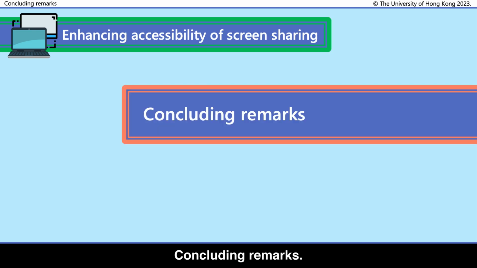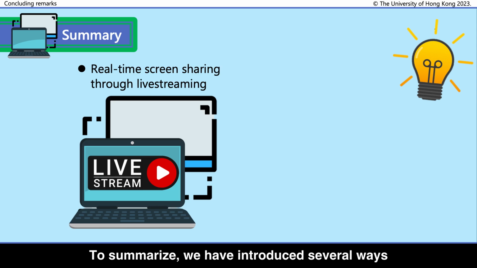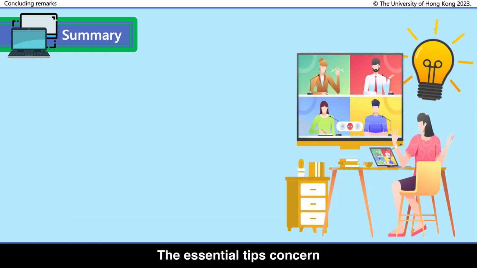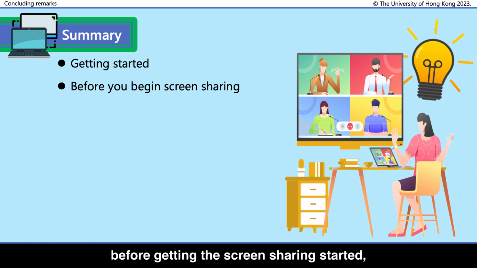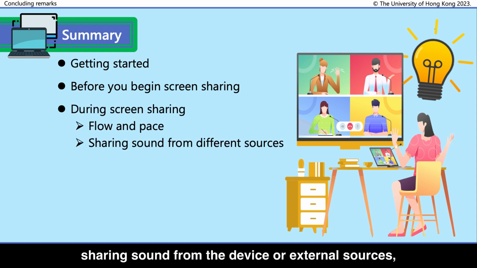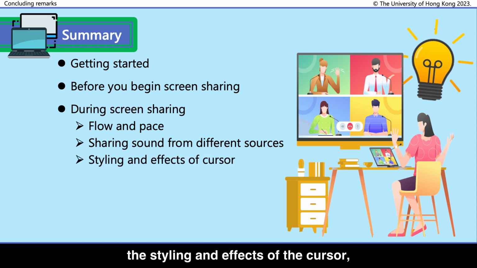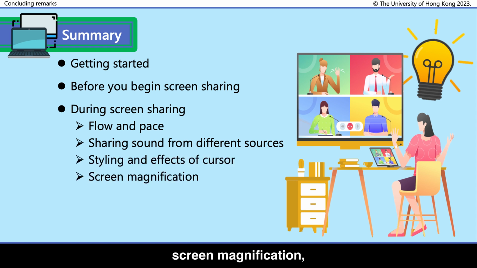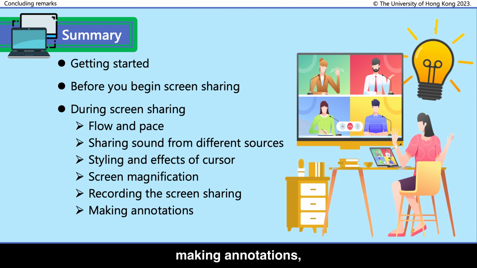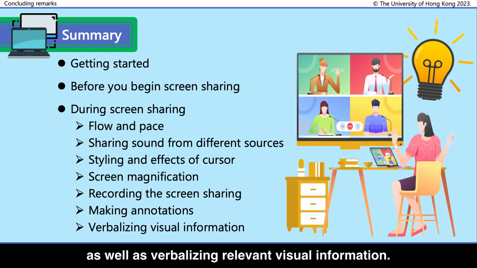Concluding remarks. To summarize, we have introduced several ways to make the process of real-time screen sharing and screenshot sharing more accessible. The essential tips concern the preparation work before getting the screen sharing started, the flow and pace during screen sharing, sharing sound from the device or external sources, the styling and effects of the cursor, screen magnification, recording the screen sharing for post-editing, making annotations, as well as verbalizing relevant visual information.